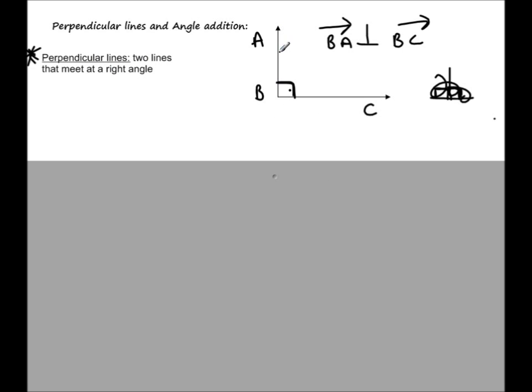So these two rays are perpendicular and they form a 90-degree angle. So make sure you have this symbol, because you're going to see this symbol more than you're going to see the word perpendicular. So we'll have that right there.